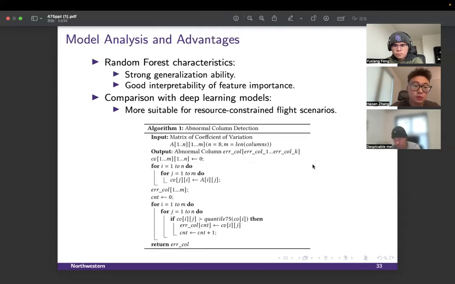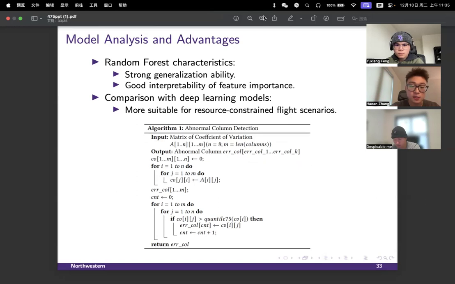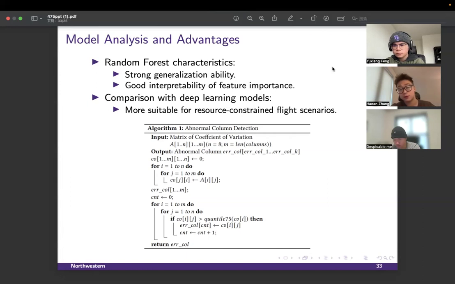Our model shows significant advantages in terms of the generalization capability and feature interpretability. Compared to deep learning, the random forest model requires less computational resources, making it highly suitable for embedded systems. Additionally, analyzing the feature importance provides valuable insights into which parameters contribute the most to prediction and offers a clear direction for future optimization.